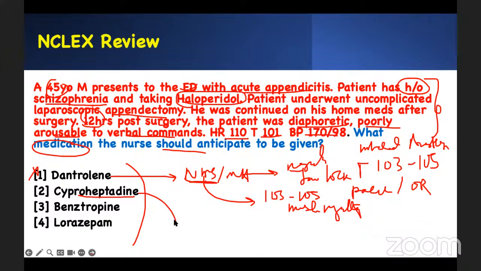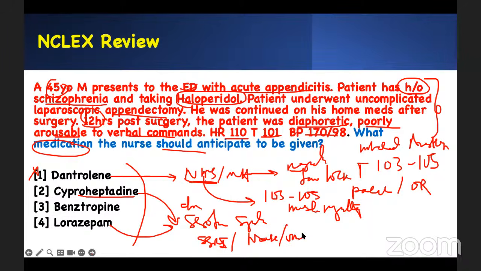Cyproheptadine. This is used for serotonin syndrome. Chronic serotonin syndrome, this is what you use. Acute serotonin syndrome, you use lorazepam. But look at the question. There's nothing that tells you the patient is on an SSRI. Do you see any SSRI there? No. I've not combined any SSRI. At the same time, there's no GI symptoms. Nausea and vomiting are very good for SSRI serotonin syndrome.